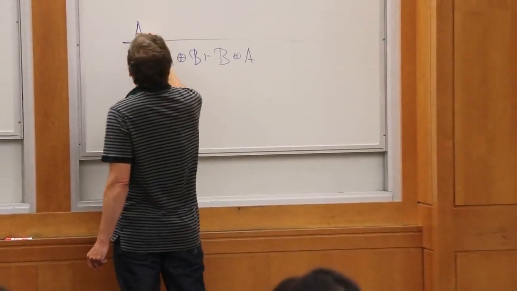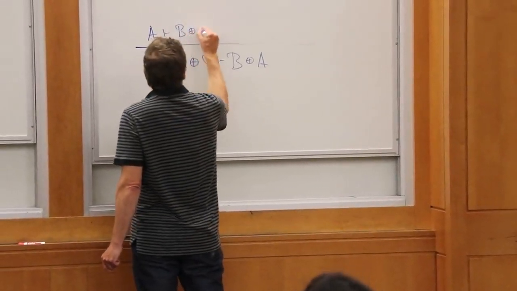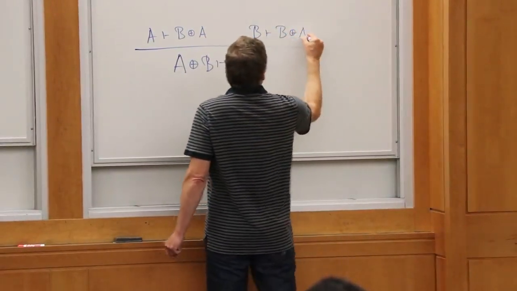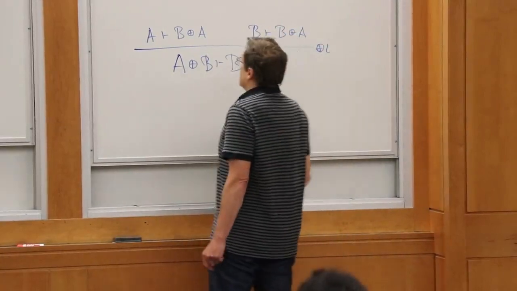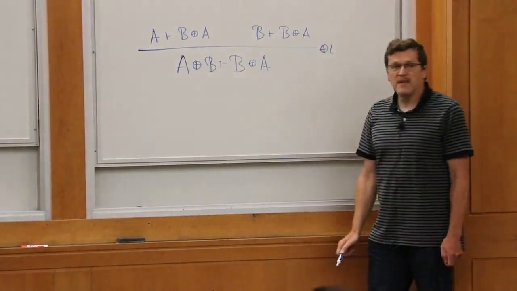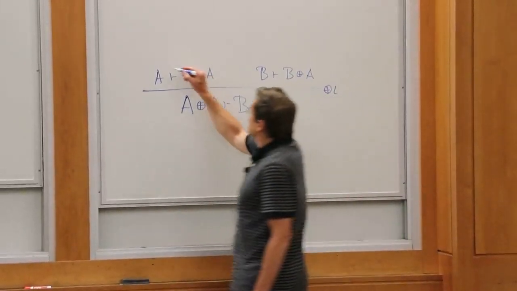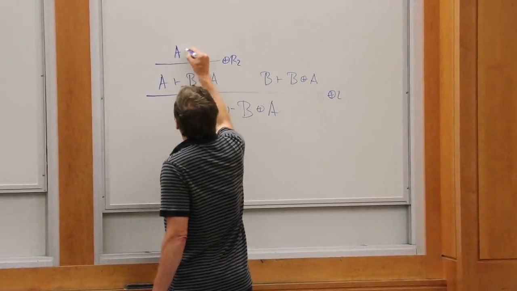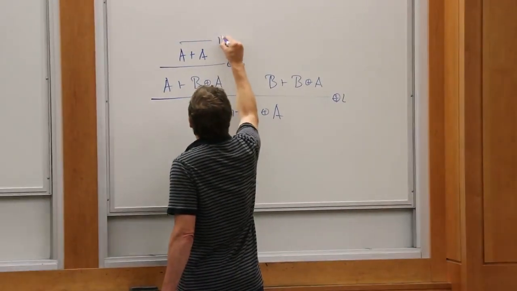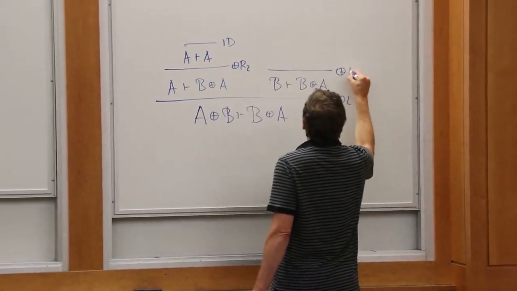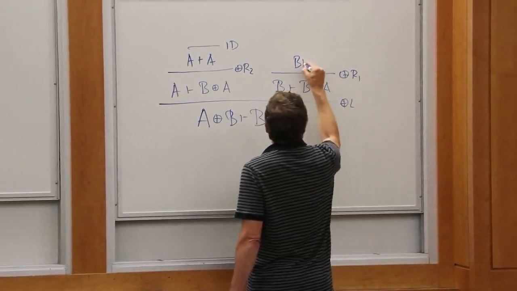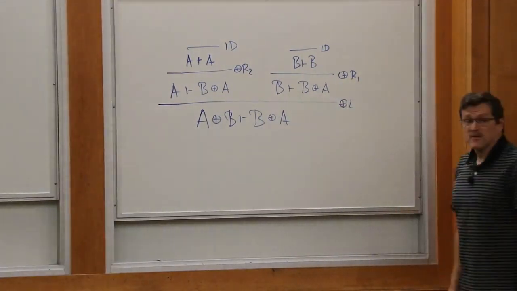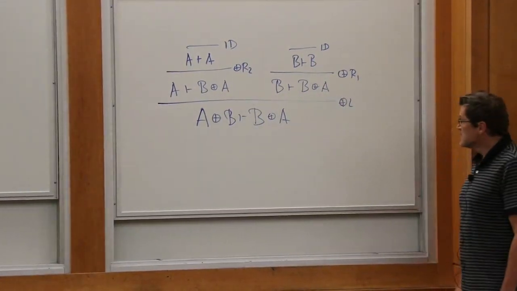Okay, so from A we have to prove B plus A, and from B we have to prove B plus A. And that's the plus left rule. And how do we prove from A, B plus A? We use the plus right 2 rule. A proves A, which is the identity. And here we use the plus right 1 rule. B proves B, which is the identity. Okay, makes sense? So that's how you actually reason.